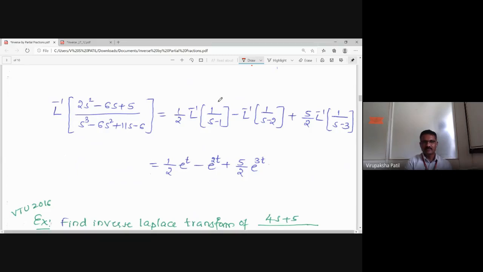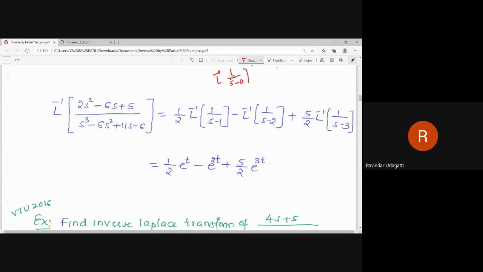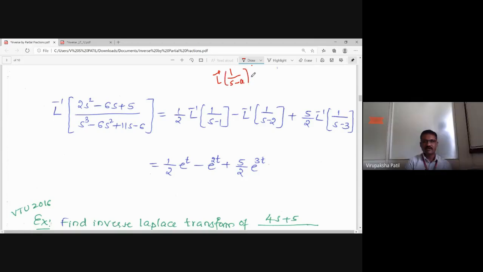What is L inverse of 1 divided by s minus a? It is e raised to a t. It is in the standard form, of the type 1 divided by s minus a. So in place of a, you have 1 here. So for this, L inverse of 1 divided by s minus 1 is e to the power t.